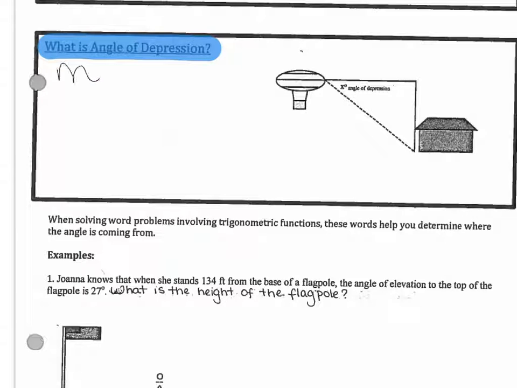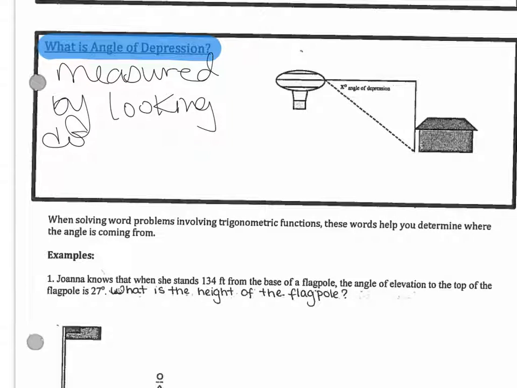It is measured by looking down. Okay. So if you take a look at this picture, this actually is not the triangle that I would draw. The triangle that I would draw would be from the house to directly under the hot air balloon. If I can draw straight, this would be my focal triangle that I would be drawing on my paper.